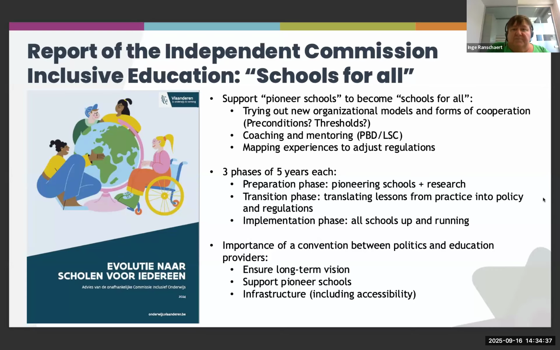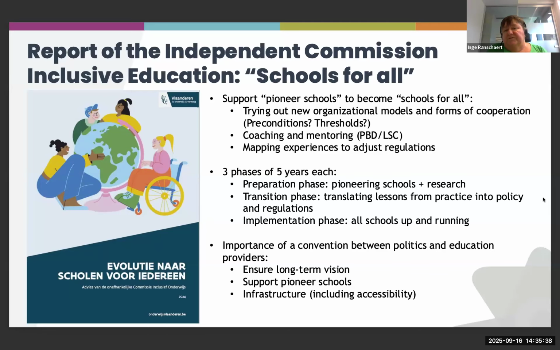So what the independent commission is asking is that there comes support for pioneer schools to become schools for all. It's about trying out new organizational models, coaching and mentoring by other services, and mapping experience to adjust regulations. That's very important. The minister is now thinking about how many pioneer schools they will give the opportunity to start. The commission is talking about 15 years, three times 5 years. You have the preparation phase with pioneering schools and research. Then you have the transition phase of translating lessons from practice into regulations and policy. And then the implementation phase, where all schools should become schools for all.